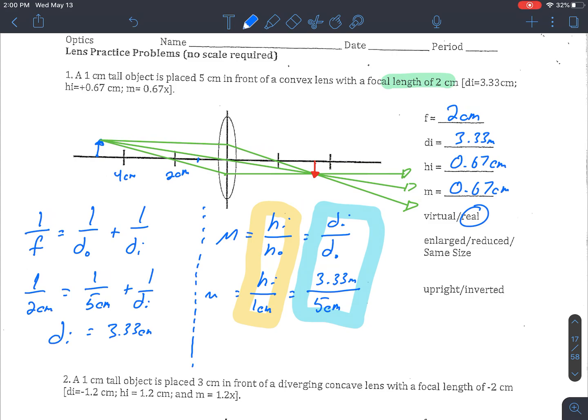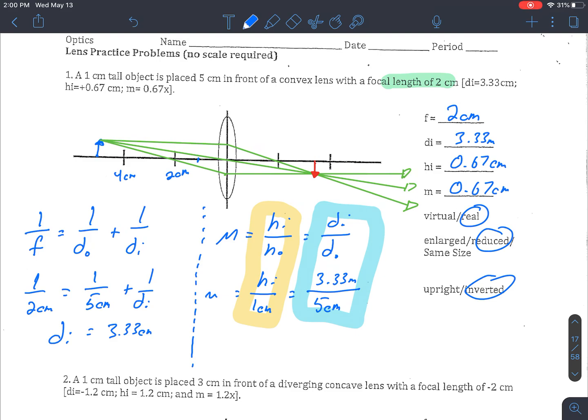Now, as far as our image being enlarged, reduced, or the same size, just visually, or if we measured, or just from our calculations, our image height was 0.67, but it started off as our object being 1, so our image was reduced. And would it be upright or inverted? Definitely inverted, because now the arrow is pointing downward. So that's how we would solve a converging or a convex lens problem.